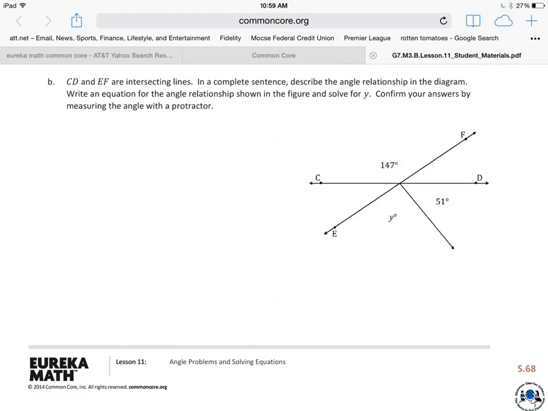Okay, here's the next one. It says CD and EF are intersecting lines. In a complete sentence, describe the angle relationships in the diagram. Write an equation for the angle relationship shown in the figure and solve for y. We're solving for y now. Confirm your answers by using a protractor. Same idea. Go ahead and do this and come on back.